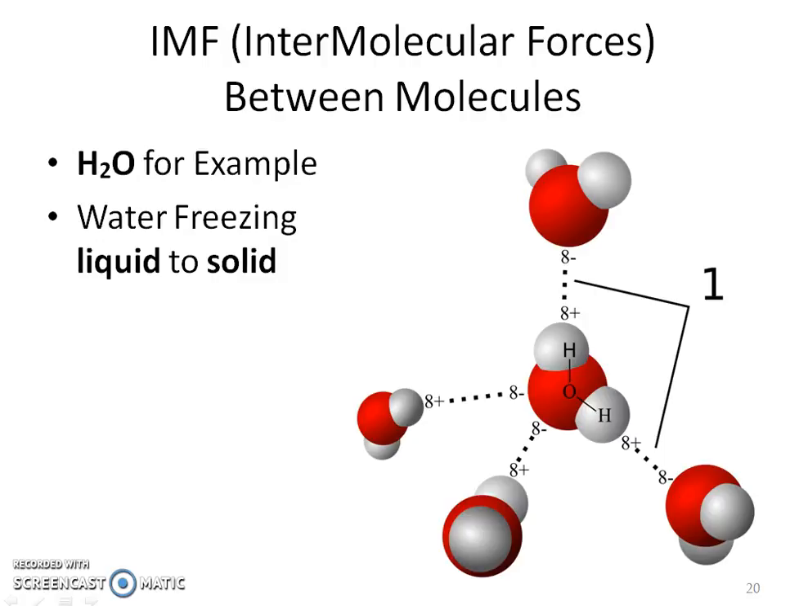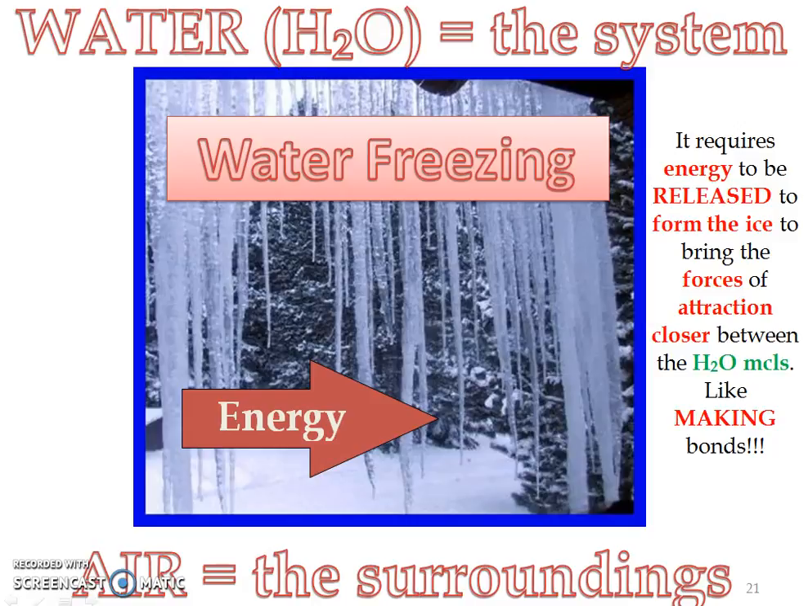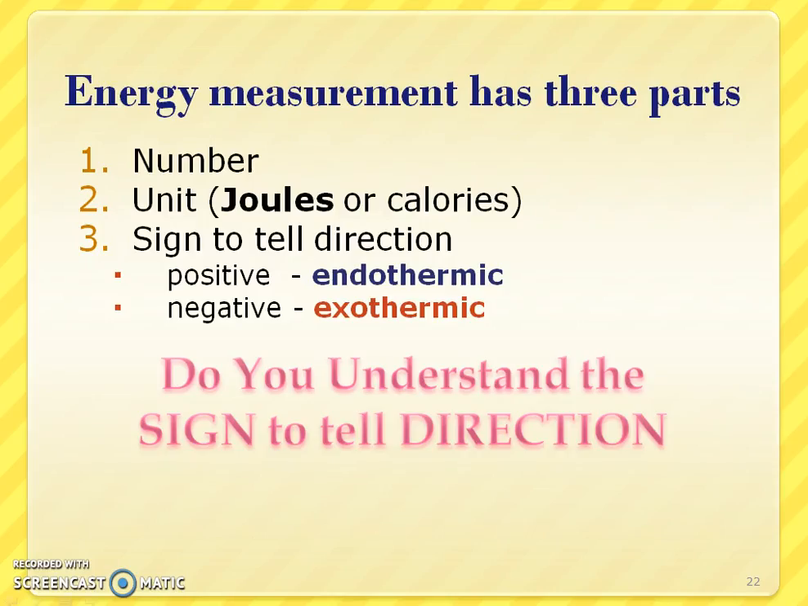Okay, so now these molecules are in the liquid phase, and now we want to bring them to the solid phase. So what's going to happen to the force of attraction here, where this one is labeled? What's going to happen to those IMFs? I hope you said it. It requires energy to be released to form the ice, to bring the forces of attraction closer together between those H2O molecules. So it's almost like we're making those bonds or making those IMFs closer together with those water H2O molecules. Okay, so we want to remember, hopefully this helps you understand now that measurement of energy has three parts.